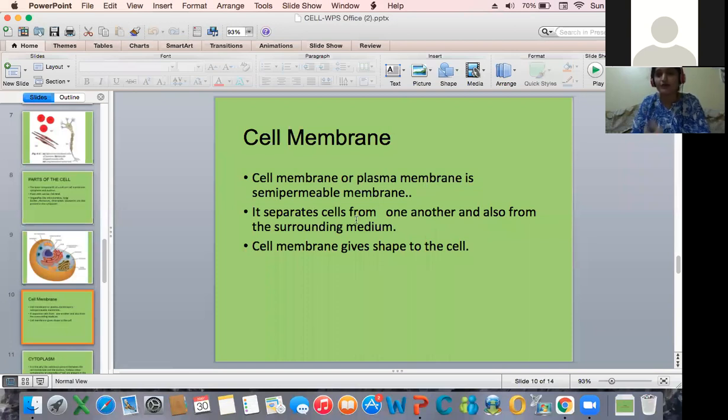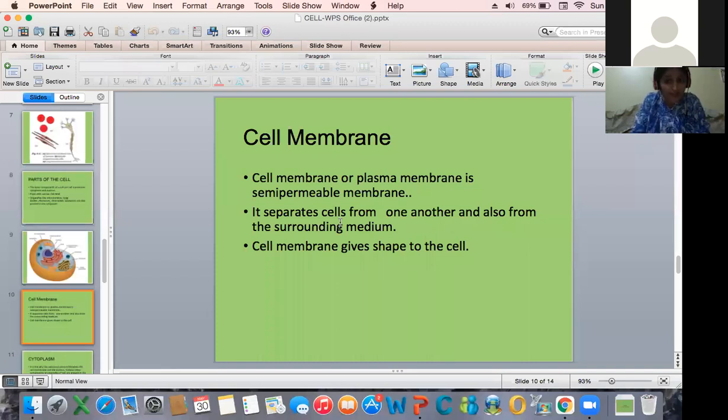And what else is its function? It separates the cells from one another. Each cell has a cell membrane, and it separates one cell from the other cell. And also, if there is any medium around it, if there is air or water, any medium, it separates the cell from the surrounding medium. It separates the cell from the rest of the cells also.